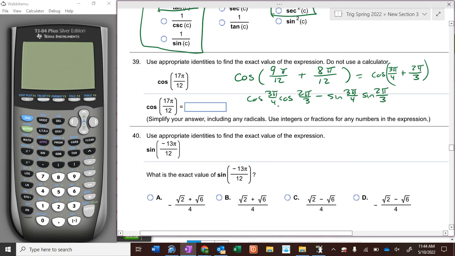What's cosine of 3 pi over 4? Negative square root 2 over 2. What's cosine of 2 pi over 3? Negative 1/2. Minus, what's the sine of 3 pi over 4? Square root of 2 over 2. What's the sine of 2 pi over 3? Square root of 3 over 2. So this is negative times a negative is a positive square root of 2 over 4 minus square root of 6 over 4, which is square root of 2 minus square root of 6 all over 4.